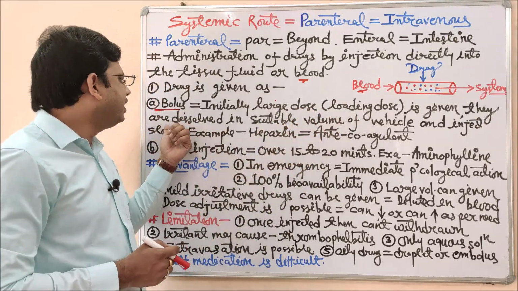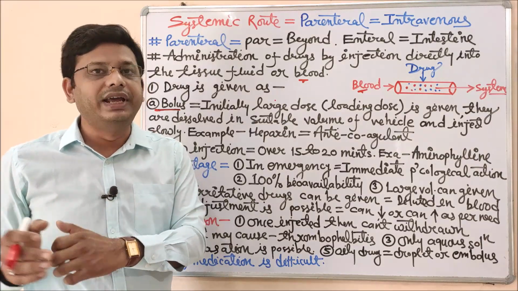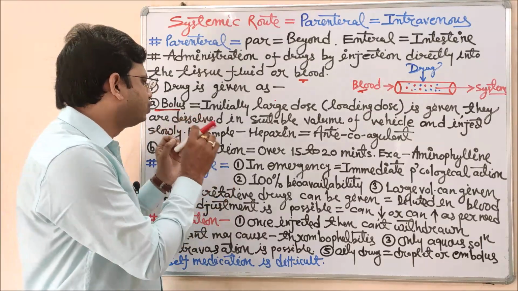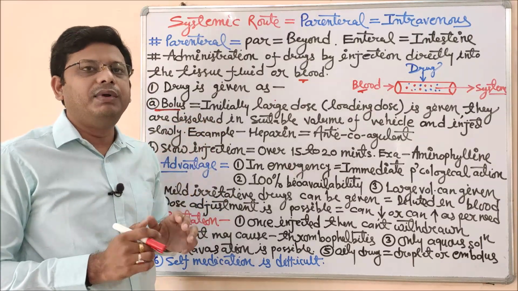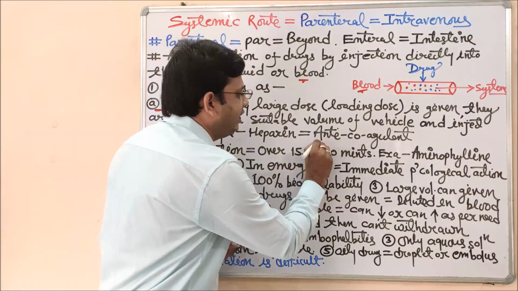The drugs are dissolved in a suitable volume of water, or different volumes of different vehicles, so that they dissolve completely, and then the drug will go slowly, not rapidly. An example of this is heparin. It is an example of an anticoagulant.